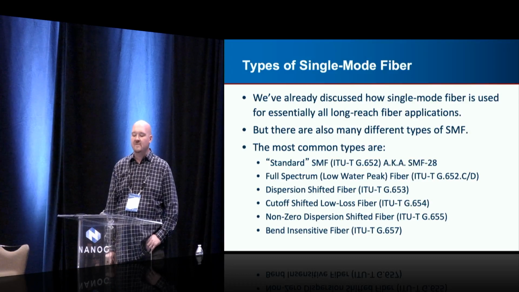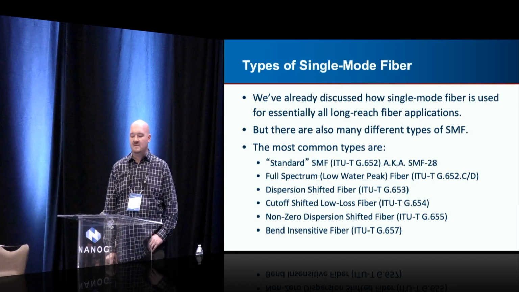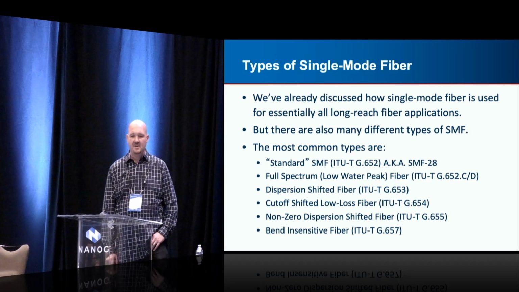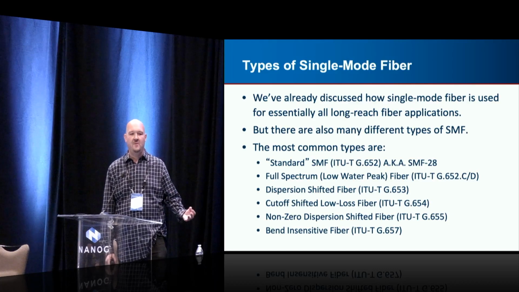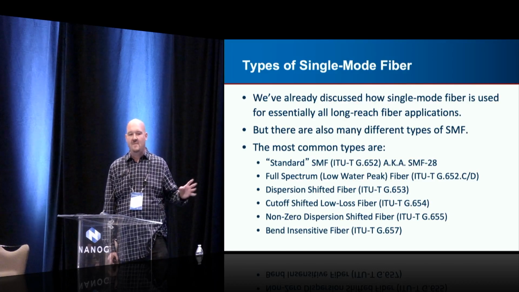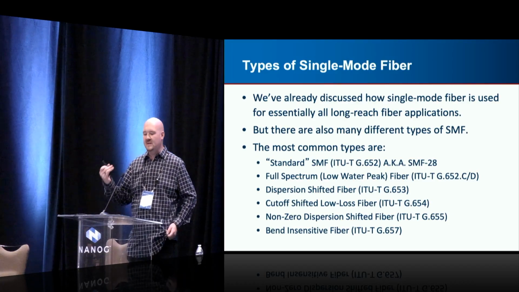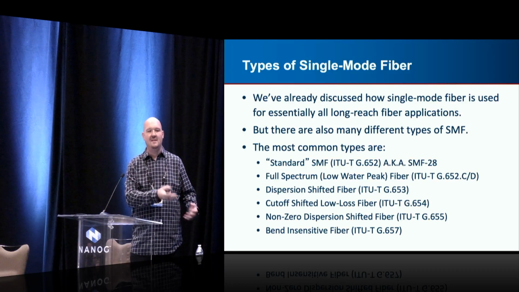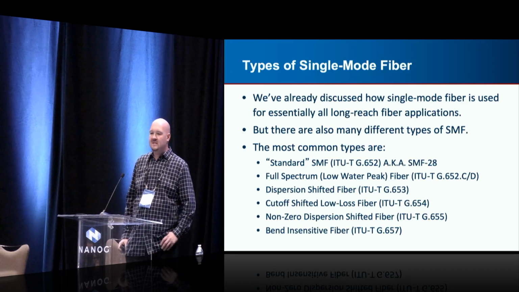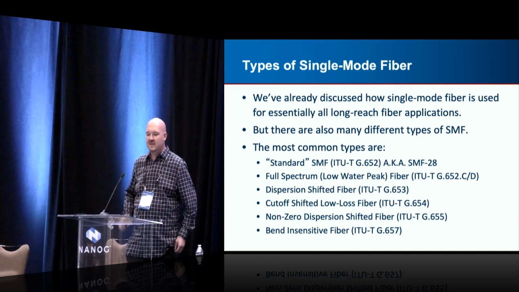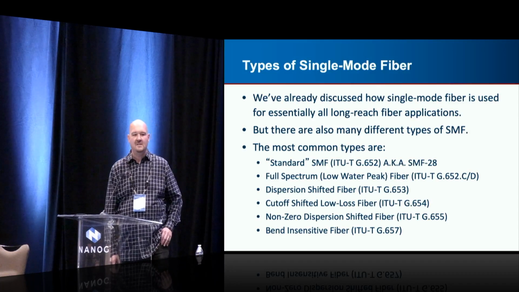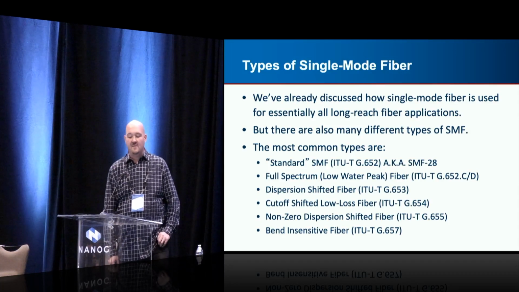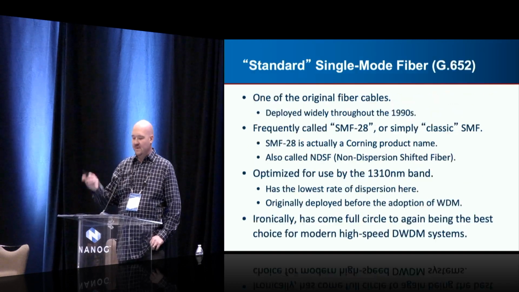There's a kind called full spectrum or low water peak fiber. Modern 652 kind of assumed that. So modern fiber, if you were to just buy regular standard fiber, is low water peak fiber, and it would just be 652D. It would be the latest revision of that standard so that it can work with as many channels as possible. There's a kind called dispersion shifted fiber. There's a kind called cutoff shifted low loss fiber, so that's your submarine cable type systems. A whole bunch of different kinds.